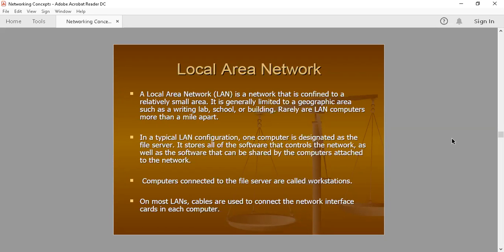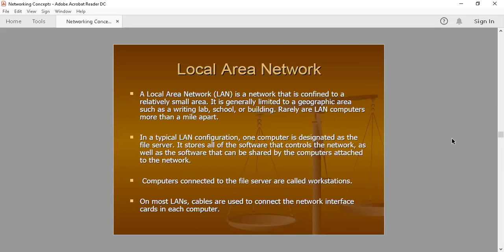LAN, local area network, is nothing but a small network which is confined to one building only. They won't have any branches, they won't have any offices apart from that one site. And they won't use much higher end servers, they will use an in-house local server.